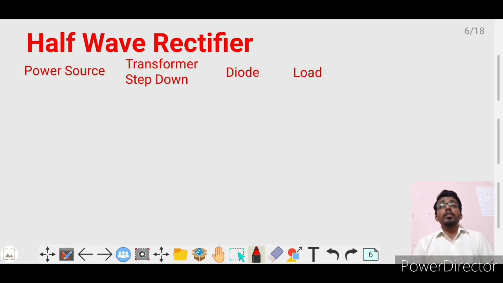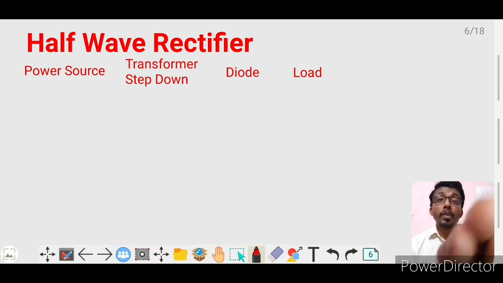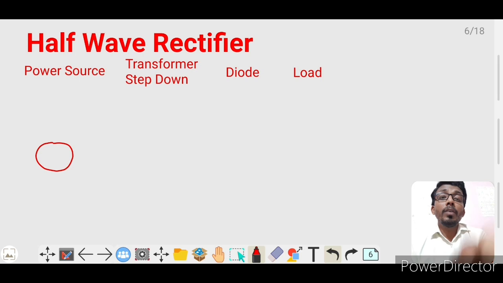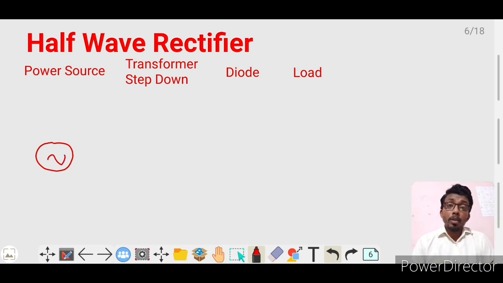So a half wave rectifier consists of a power source, a transformer which is step down, a diode and a load. Now we can see this power source is our AC power source. What we are getting in our home is AC, so what we are doing is converting that AC into DC. Now, all our apparatus are not operated at 240 volt AC or even 240 volt DC. Most of the apparatus, such as electronic devices, are operated much below this 240 volt.